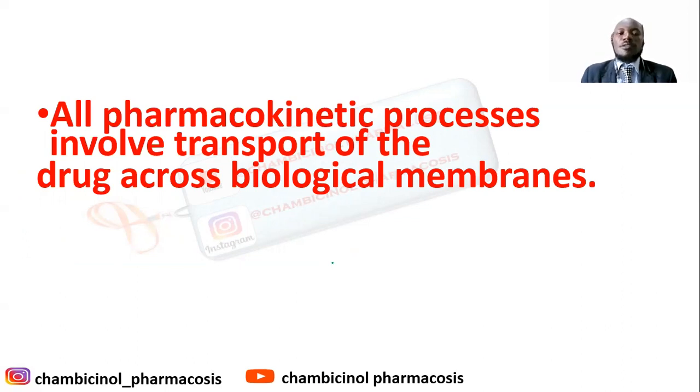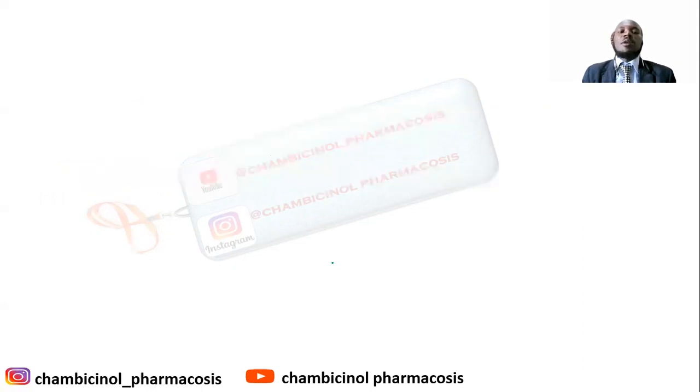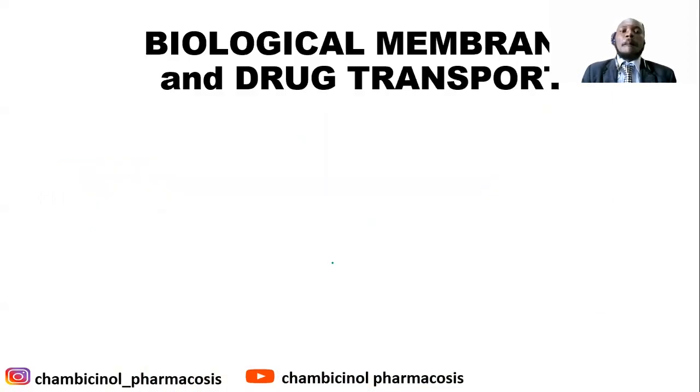As we see, all these 4 pharmacokinetic parameters involve the movement of the drug in the body. Once the drug is moving in the body, it has to cross different biological membranes. So here we are going to see how the drug crosses the biological membrane. We will see the different methods involved in drug transportation across the biological membrane. But before understanding those methods, let's see the anatomy and physiology of the biological membrane.